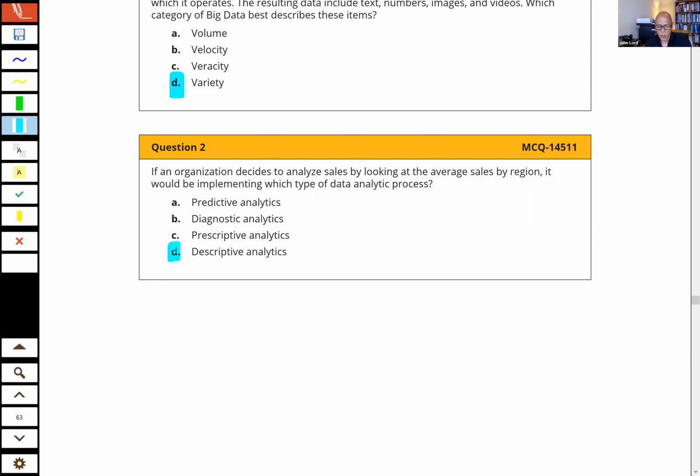Diagnostic would be saying they're trying to understand why sales move, and prescriptive would be saying, well, in the future, if we market more to this demographic, let's say, then our sales will jump by 20%. That would be more of a prescriptive analysis, right? Prescriptive, the doctor tells you, they prescribe a pill, take this pill and you'll feel better. So do this and that will happen is more prescriptive analysis.